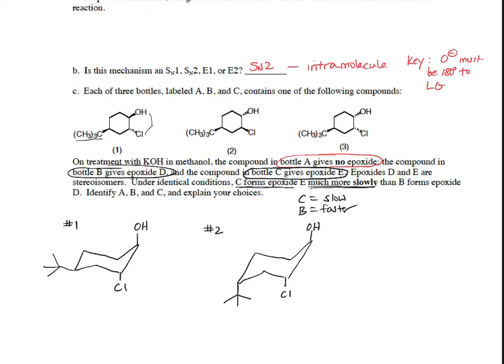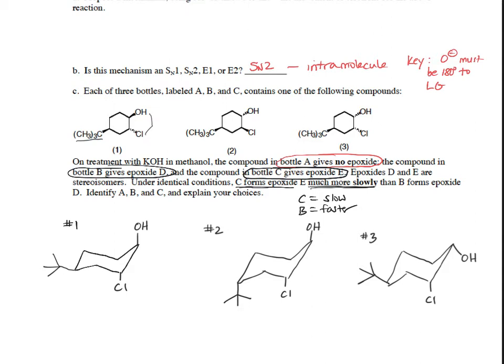And then let's do number 3. So number 3 is another chair form. And I'm going to put the Cl down. The OH in number 3 is cis to the chlorine. They're going the same direction. So if the Cl's down, the OH is down. And the tert-butyl is trans to the chlorine. So if the chlorine's down, the tert-butyl's up. So it's equatorial here. So those are the 3.